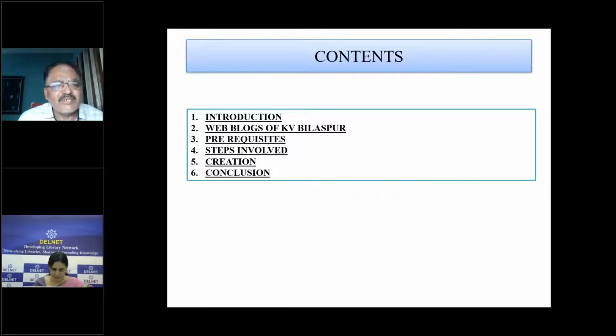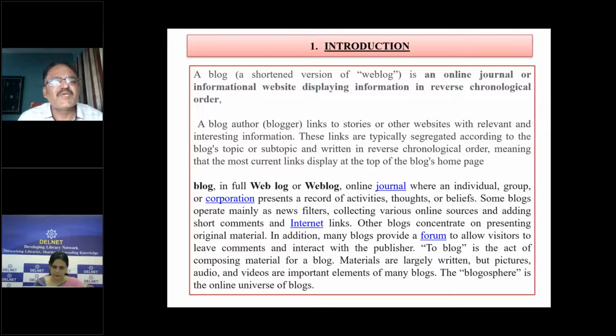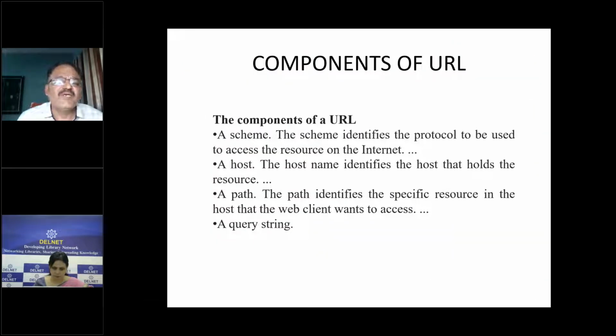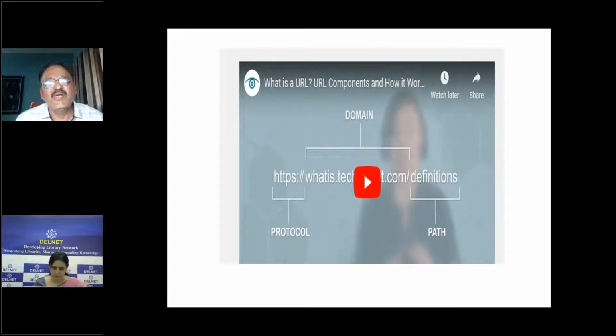Okay, now I'm starting. As I mentioned, I have divided this session into three parts. First, I will let you all know what a weblog is all about. Secondly, we will see what the prerequisites are. We already know about the components of the URL. Need not say that we should have some domain name. A uniform resource locator has these types of parts: one part is the protocol, and another part is the reference and domain.